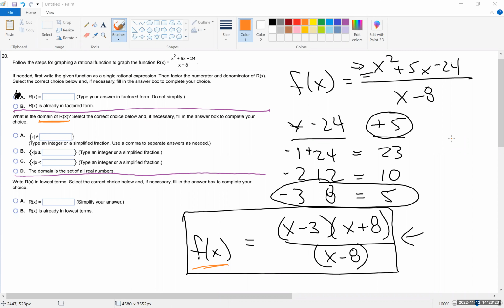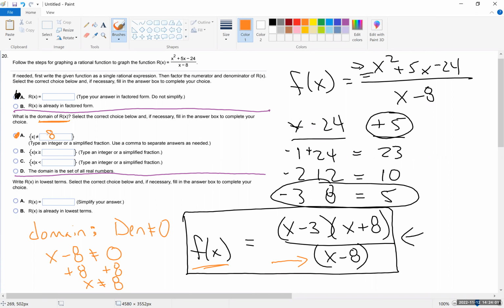All right, so we have to find the domain. How do we find the domain of a function? Anytime it's a rational function, you have to make sure the denominator can't be 0. So in our function, the denominator is x minus 8. Well, x minus 8 can't equal 0. So we're going to add 8 on both sides, and we get x cannot be 8. So we're going to select box A for our answer because it says x cannot equal, and then we're just going to put 8 in that box.